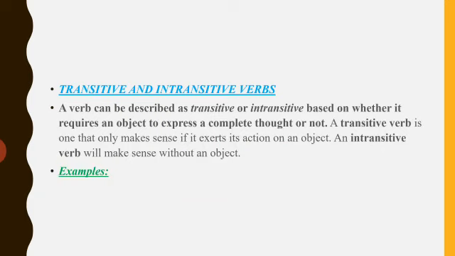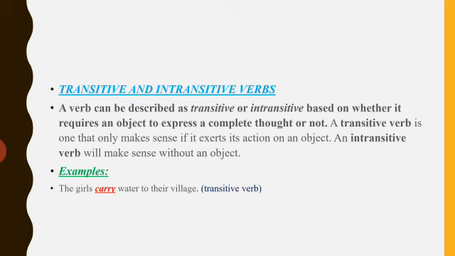The next topic that we have is the transitive and intransitive verb. A verb can be described as transitive or intransitive based on whether it requires an object to express a complete thought or not. A transitive verb is one that only makes sense if it exerts its action on an object. An intransitive verb will make sense without an object.